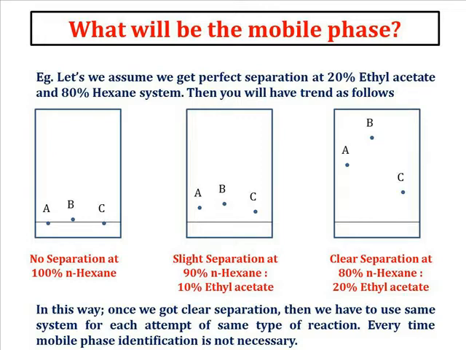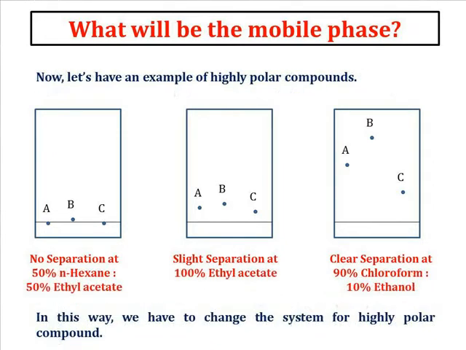So in this way, you have to go on increasing your polarity by adding ethyl acetate into the non-polar solvent till you get a clear separation. Clear separation is a must for any compound.